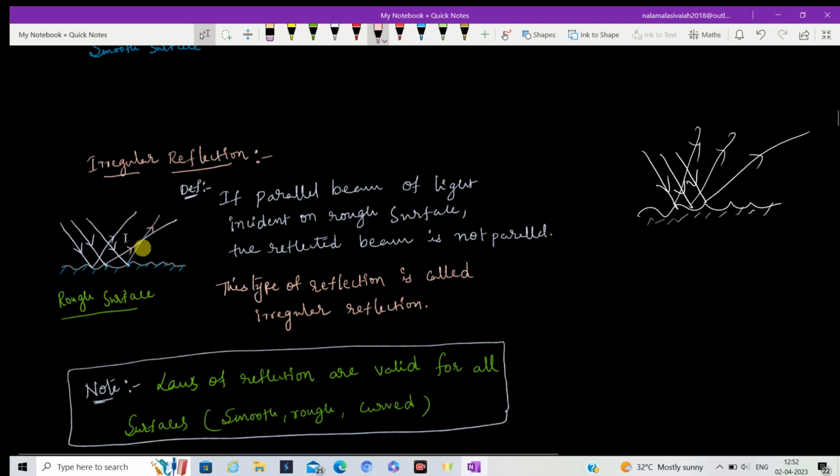This is a rough surface. A parallel beam of light is incident on the surface, and the reflected beam is not parallel to each other. So definition: if a parallel beam of light is incident on a rough surface and the reflected beam is not parallel, then this type of reflection is called irregular reflection.